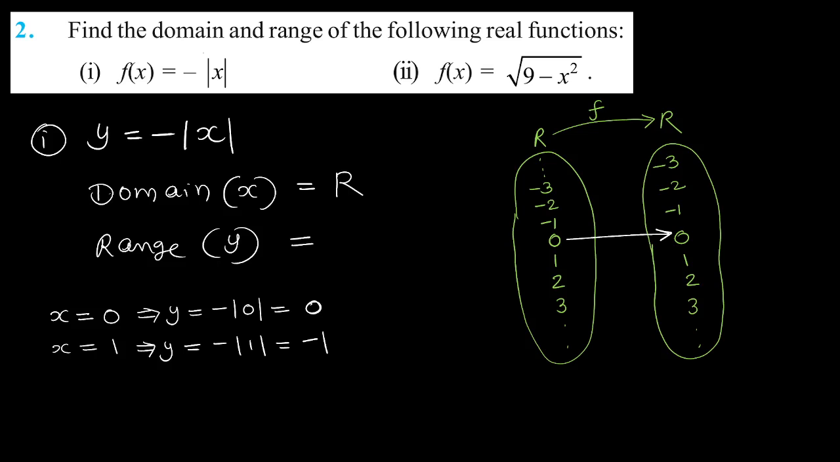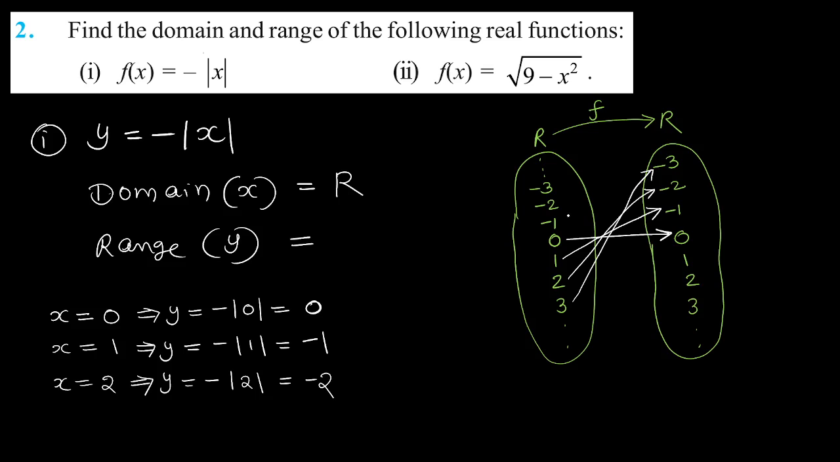When x equal to 1, y equal to minus of mod 1. So when x equal to 1, y equal to -1. Not a general technique, but you will get the answer. No doubt about that. In the same way, if x equal to 2, y equal to minus of mod 2. In this way you can proceed like this.